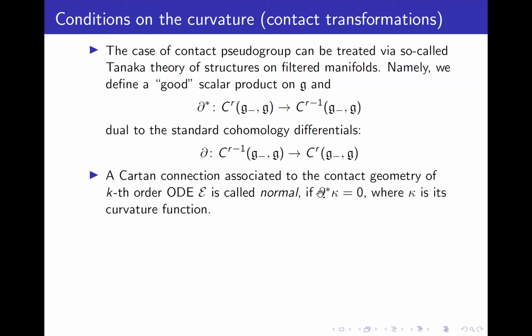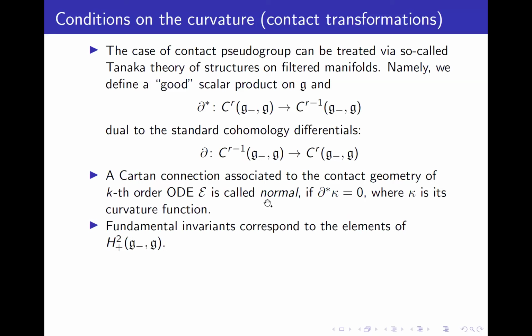So this is a very short condition, but of course, if you expand it with all the definitions, it gives you a sequence, a lot of linear relations on your curvature. And it can be shown that these linear relations guarantee that there is exactly one Cartan connection among all associated connections that satisfies this property. But this is a particularity of contact geometry.